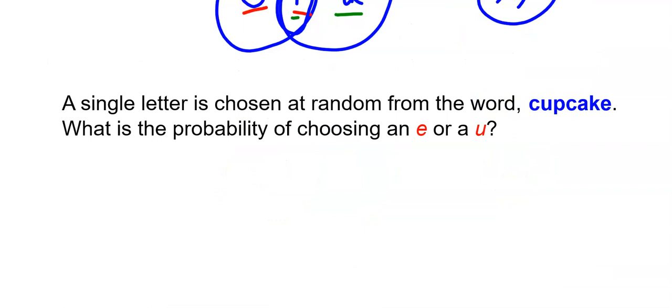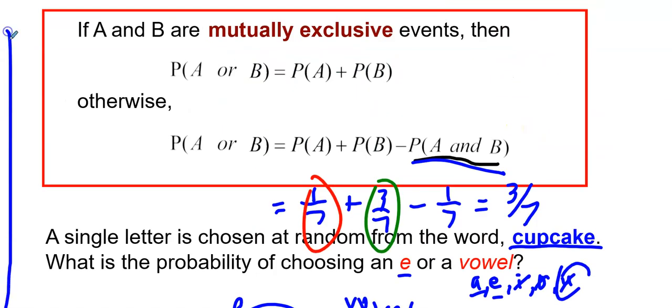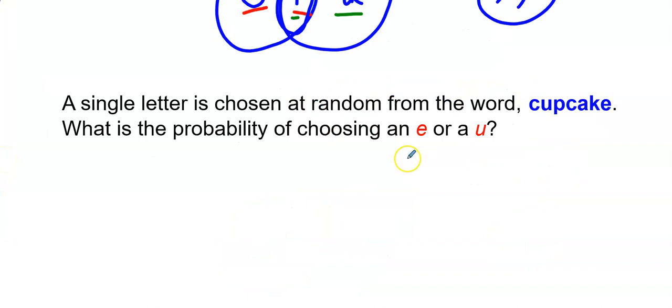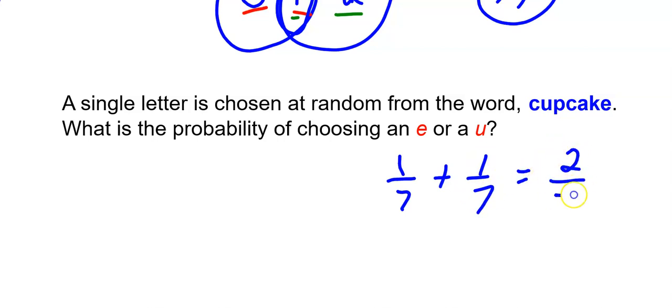A single letter is chosen at random from the word cupcake. What is the probability that it's E or U? Are those two events mutually exclusive? Yes, they are, because you cannot have both an E and a U at the same time. So according to the formula, you just add up the two probabilities. So the answer would be 1 out of 7 plus 1 out of 7 for getting a U, which is 2 out of 7. I don't have to subtract anything. There's no overlap between the two. I'm just adding up the two probabilities. So you just add when it's exclusive.